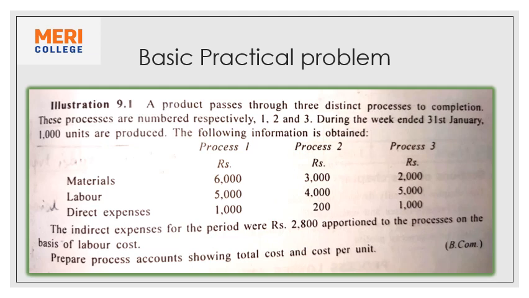But there's certain indirect expenditure for the period, which is 2800, which we have to apportion obviously in these 3 processes. But the basis for apportionment given is labor cost, meaning on this basis we have to apportion. So the ratio will be 5:4:5. So this will be the ratio to apportion this 2800 rupees. So we have to prepare process costing and show the total cost and cost per unit. As you can see, this is a basic question which we have got in BCom honors also. So let's have a look on the solution.